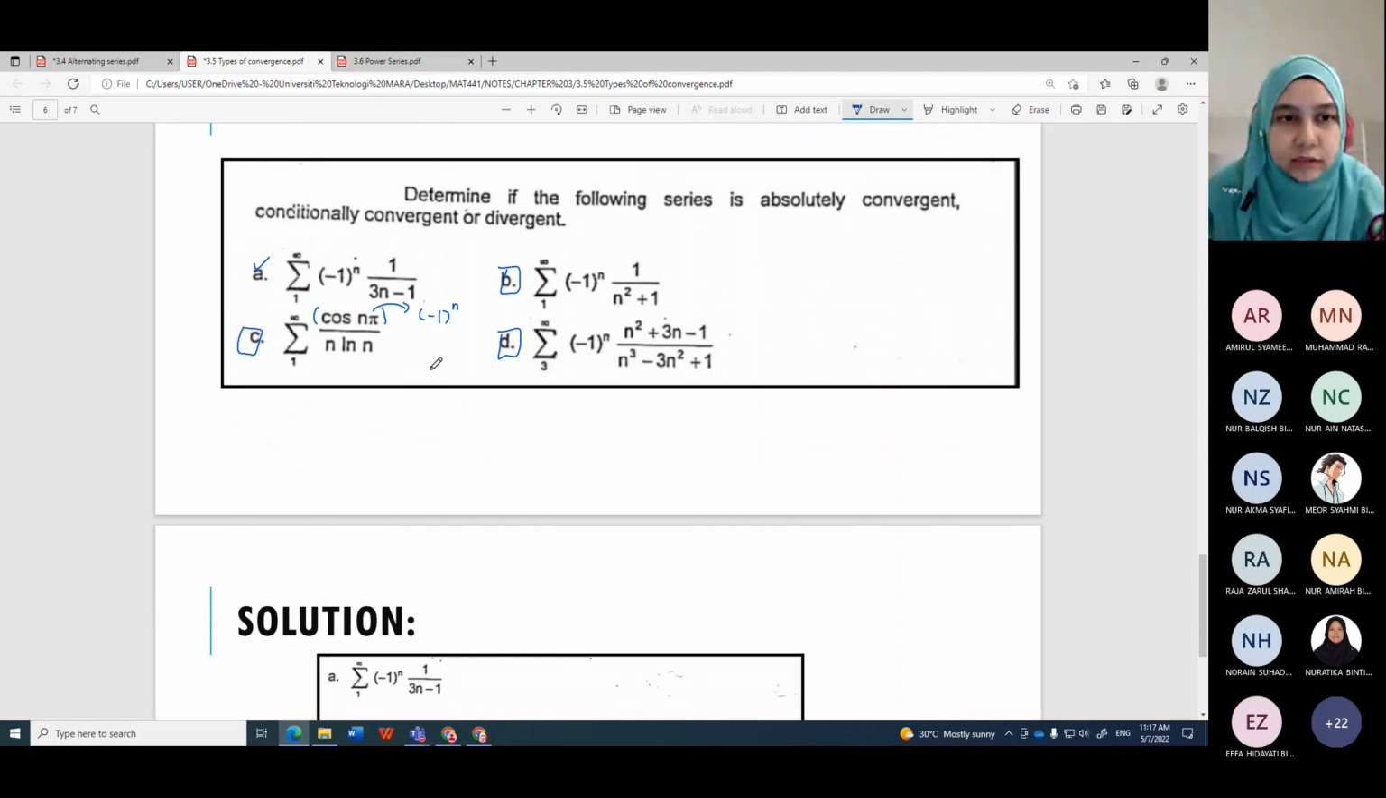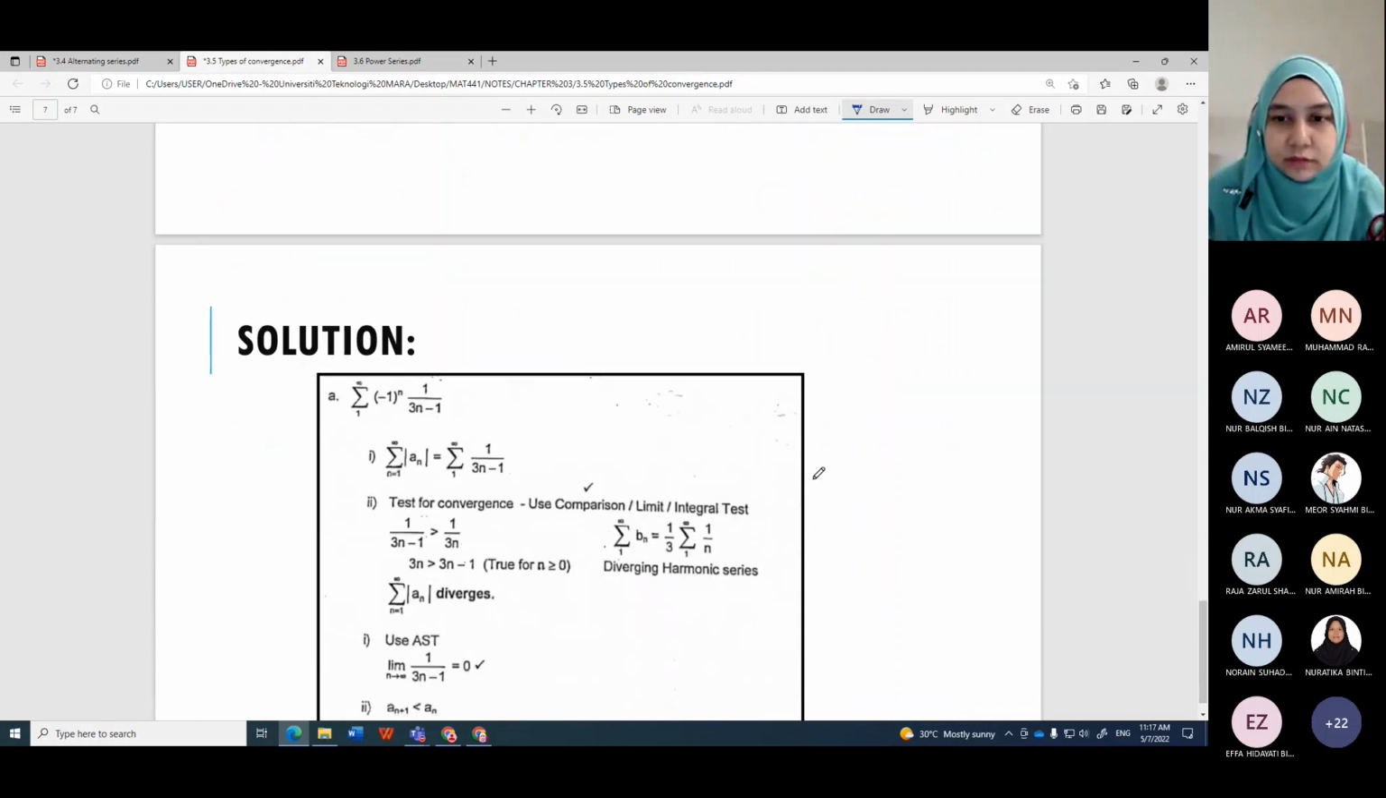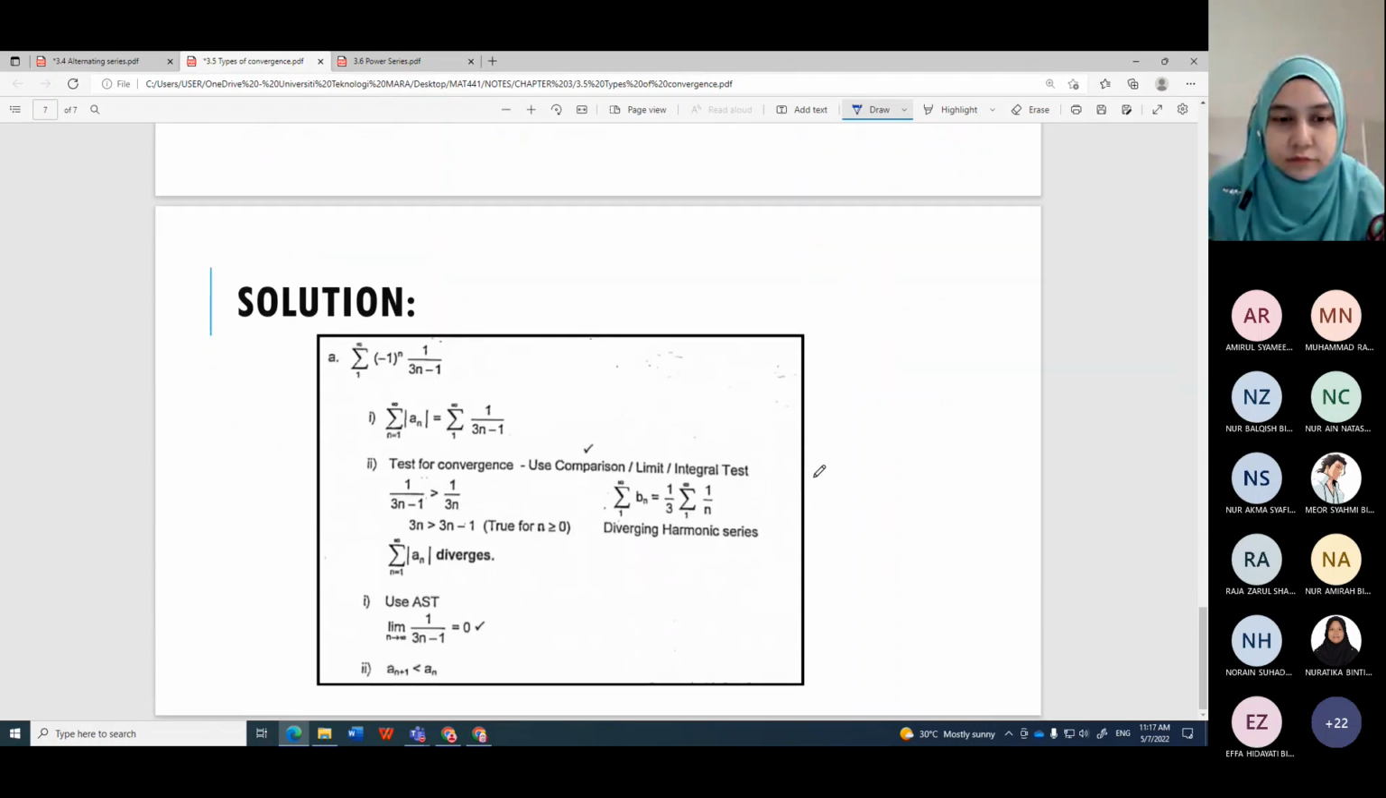Okey, cuba tengok yang A ni. Contoh A. Ni tak lengkap dia punya solution ni. Awak kena tunjuklah proof. Ni tak lengkap ni. Okey, cuba kita tengok ni.